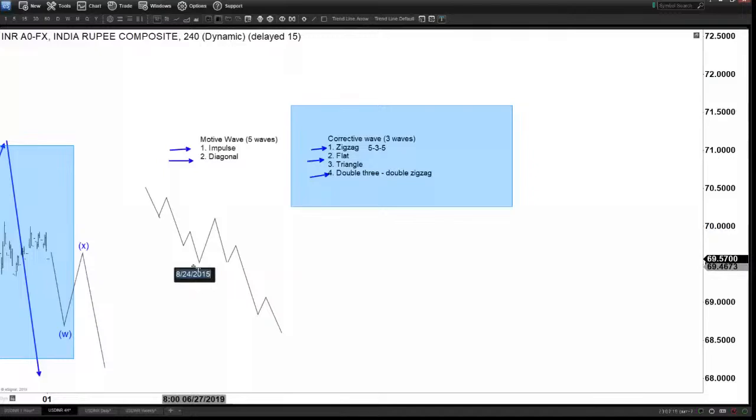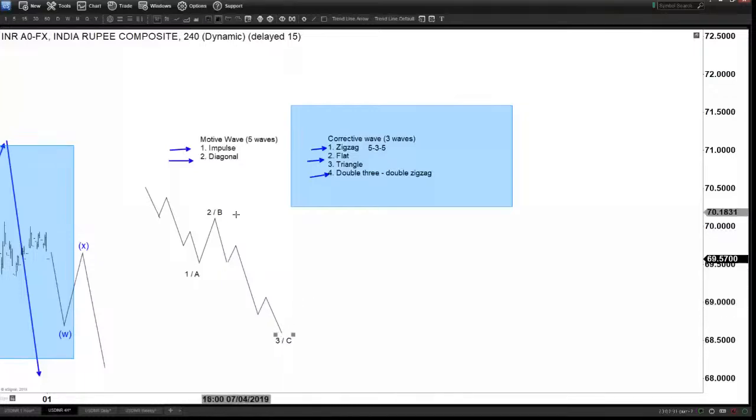Okay, guys. So how do you know if I label this? Should I label this 1, 2, 3, or should I label this ABC? Because if I label it as 1, 2, 3, I'm expecting a 4 and a 5. But if I'm expecting an ABC, I don't expect any 4 and 5. Maybe this can go higher from here and break this.